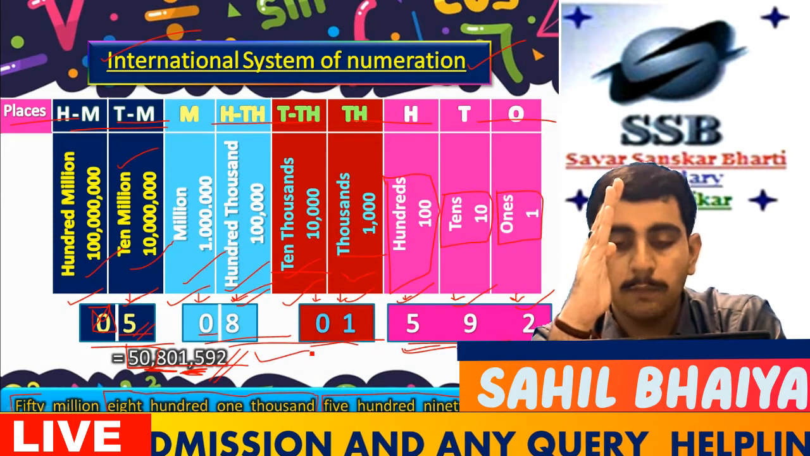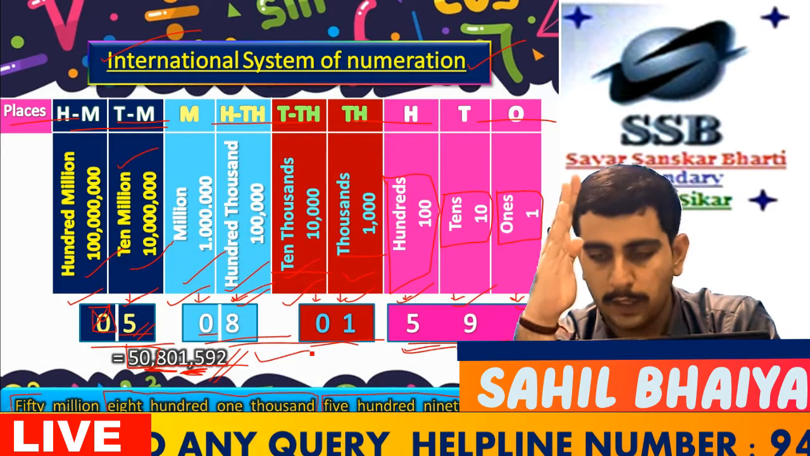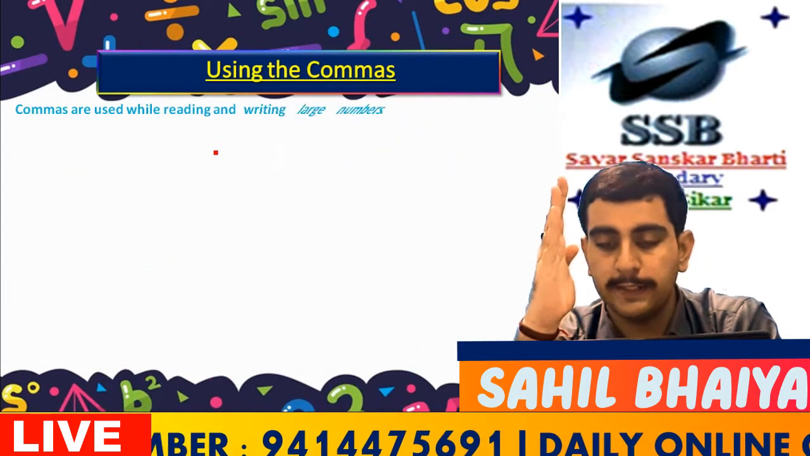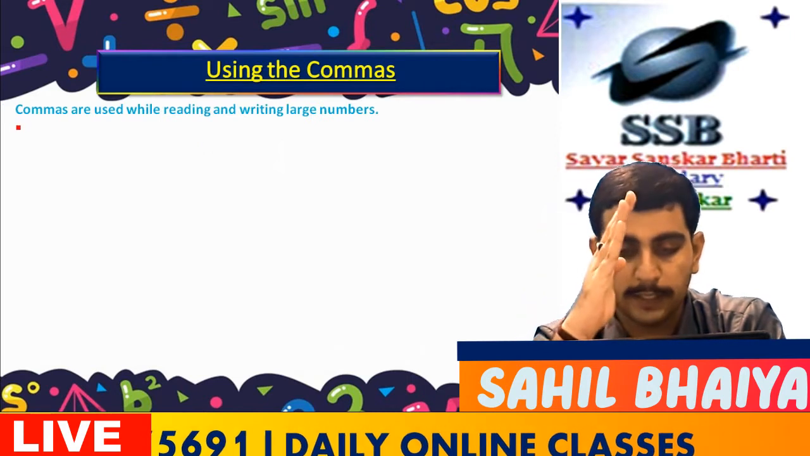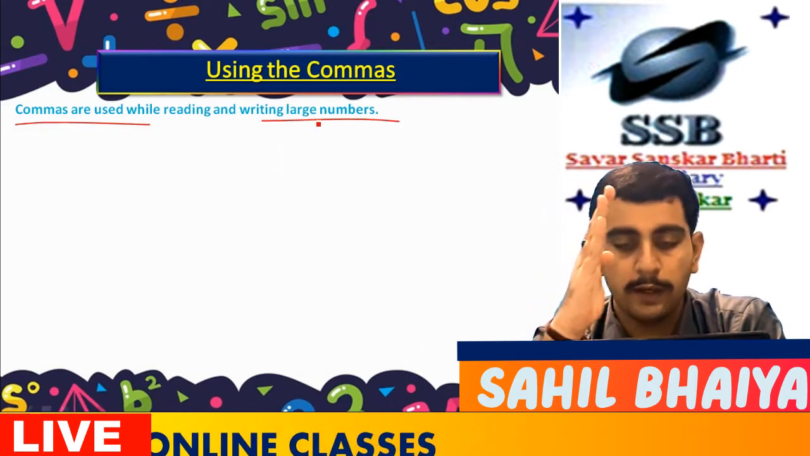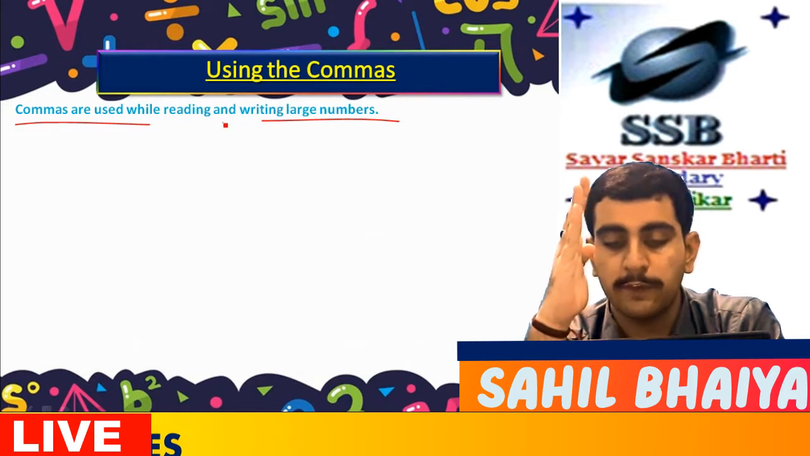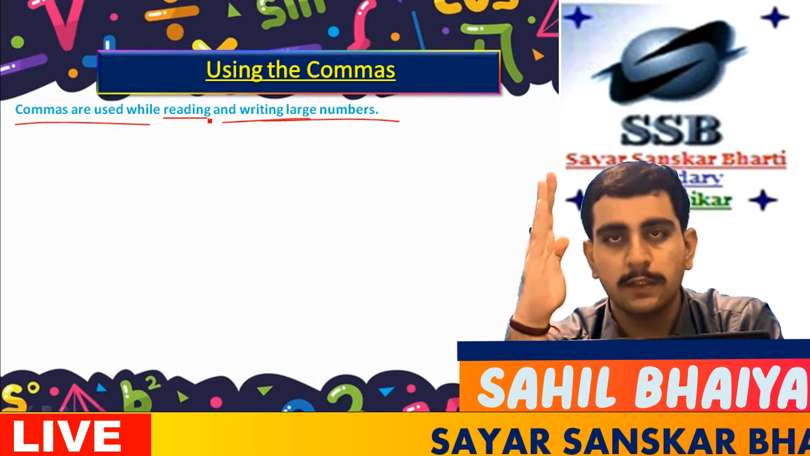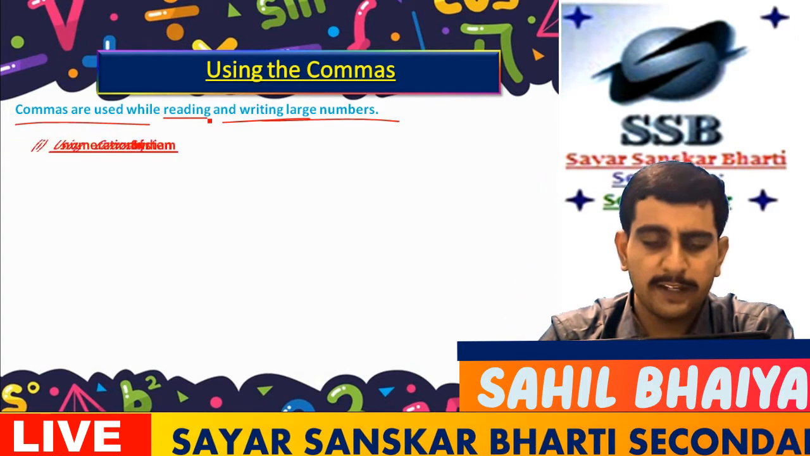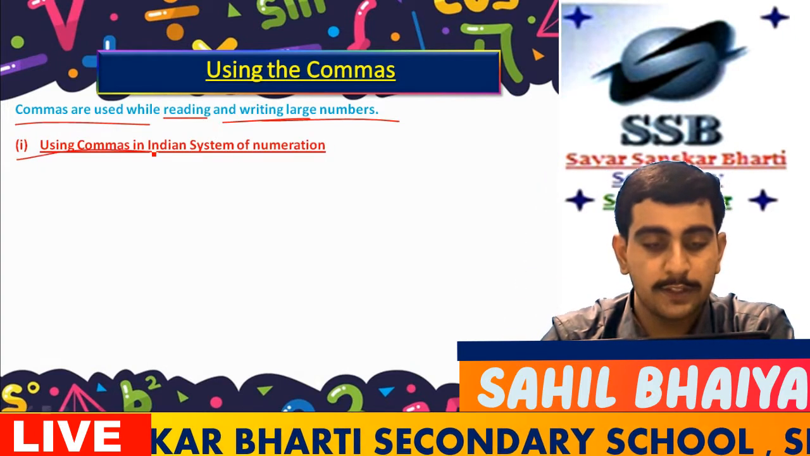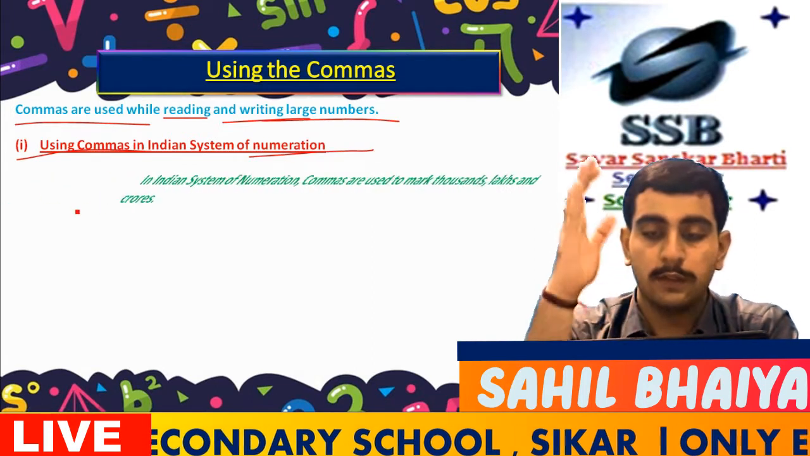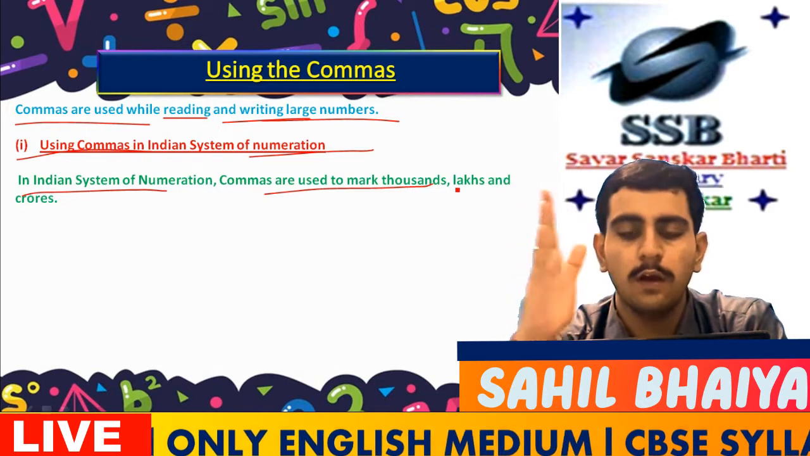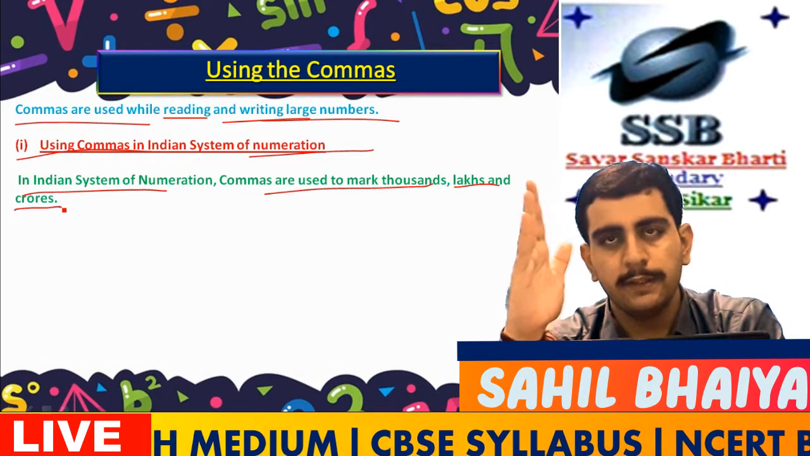Now the first comma comes after the 100 place and marks 1000. The second comma comes two digits later. It comes after the 10,000 place and marks lakh. And the third comma comes after another two digits. It comes after the 10 lakh place and marks crore. And what about the international system of numeration? There is a simple rule. There is only one rule: a comma comes after every 3 digits.